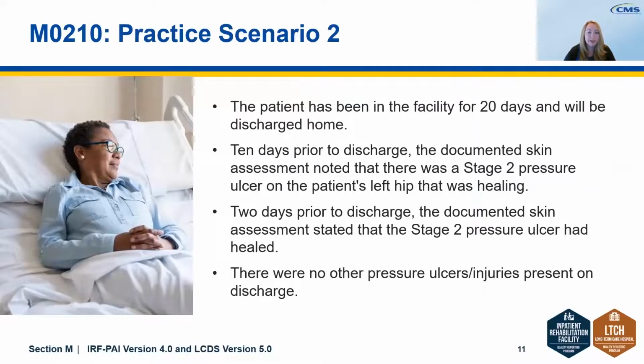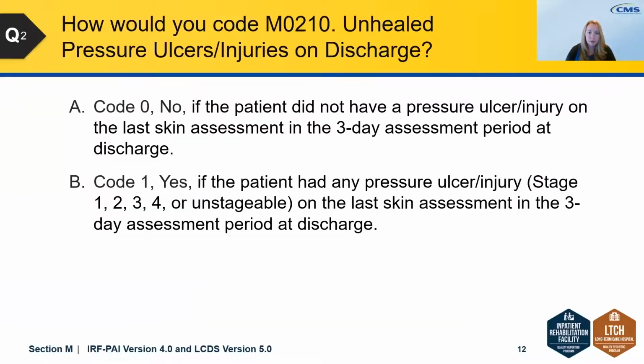Let's take a look at one more scenario for M0210. The patient has been in the facility for 20 days and will be discharged home. 10 days prior to discharge, the documented skin assessment noted that there was a stage 2 pressure ulcer on the patient's left hip that was healing. 2 days prior to discharge, the documented skin assessment stated that the stage 2 pressure ulcer had healed, and there were no other pressure ulcers or injuries present on discharge. How would you code M0210 on discharge for this scenario?